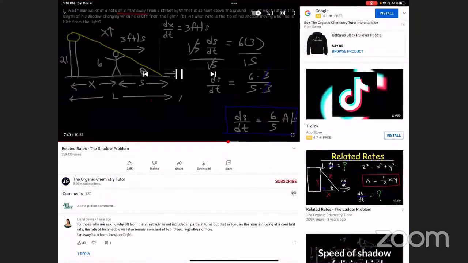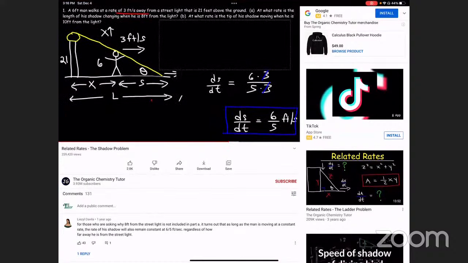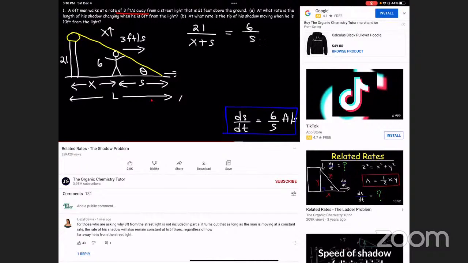Can we just see what he does, though? Yeah, let's see what he does, because I'm interested in this. Now, let's start with this equation, which we had earlier: 21 divided by x plus s is equal to 6 over s, using similar triangles. Now, instead of using x plus s, we're going to replace that with L, because notice that x plus s is equal to L.